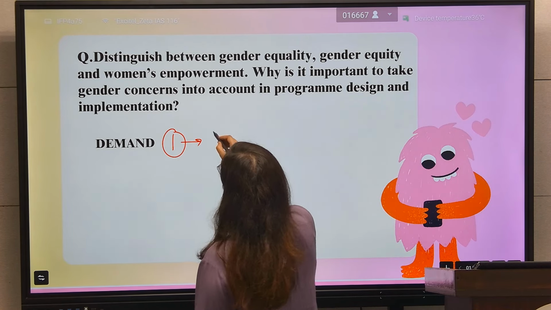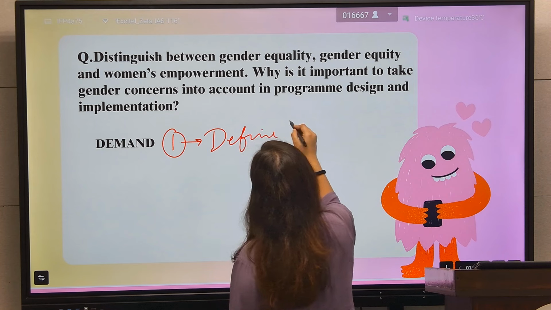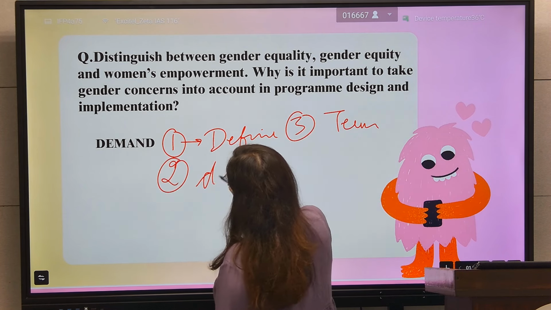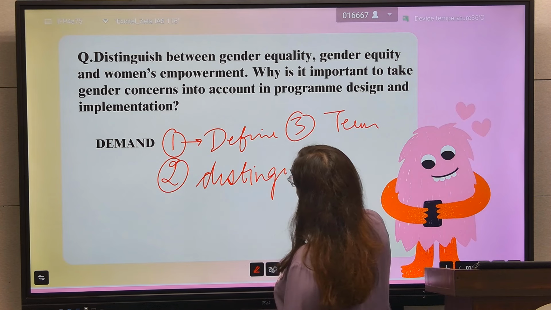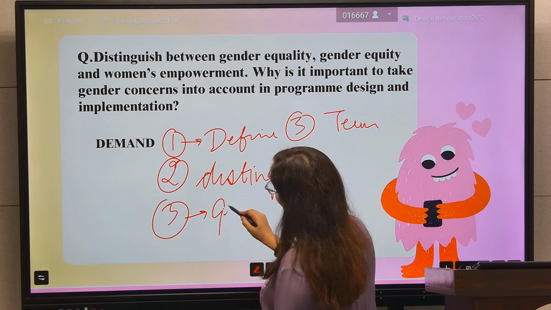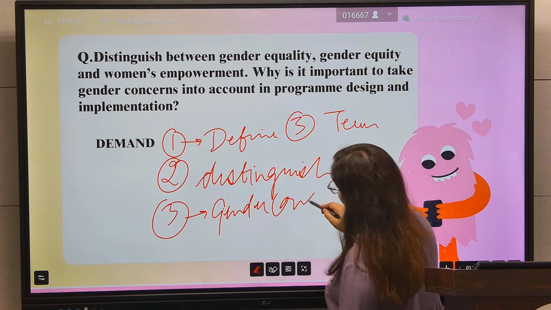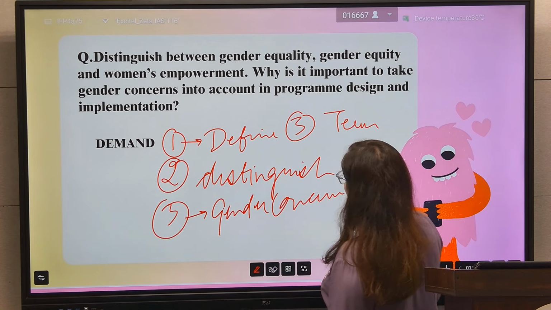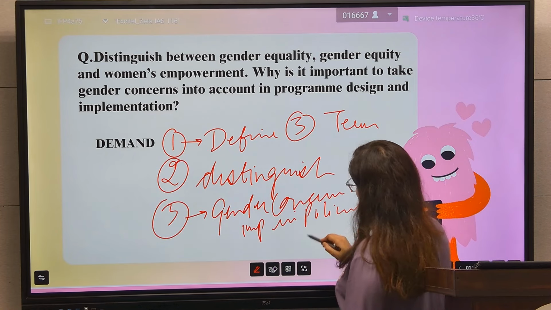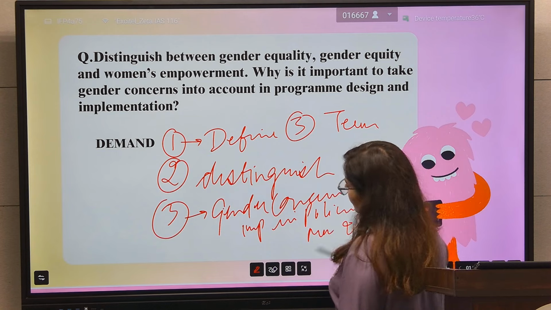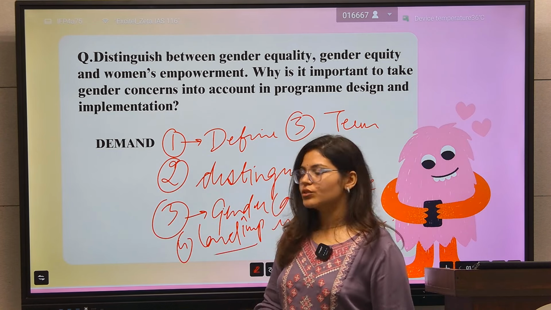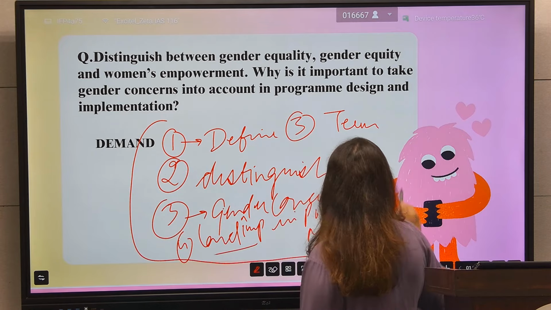the first demand is that you have to define these 3 terms. Second, distinguish them. Third, why gender concerns are important in policy making and implementation, and fourth is conclusion. So this is the structure that you have to write in your answer.